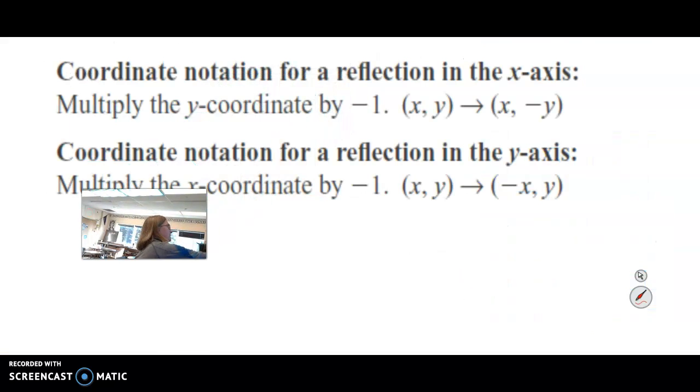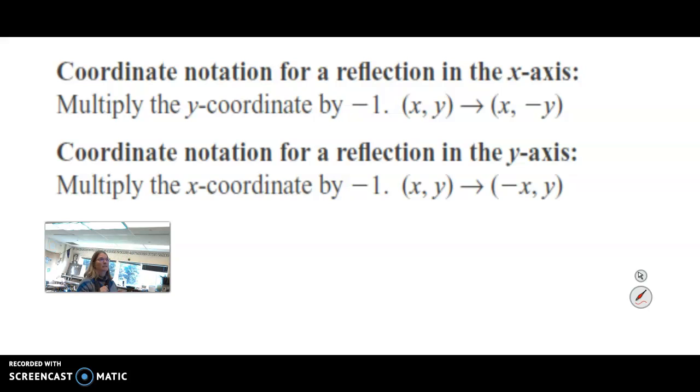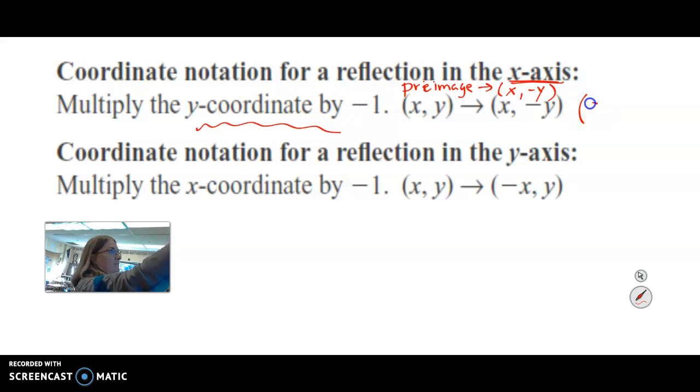So this is for your notes. In coordinate notation for a reflection, it looks like this. You multiply each y-coordinate by -1. So your (x, y) is your pre-image, or your original. And then if you want it to reflect over the x-axis, you leave the x-coordinate alone, but you do the opposite y-coordinate. So for example, if we have a point like 5, -7 on the original, and you want to reflect it, the x-coordinate stays the same and the y-coordinate becomes the opposite, or 7.